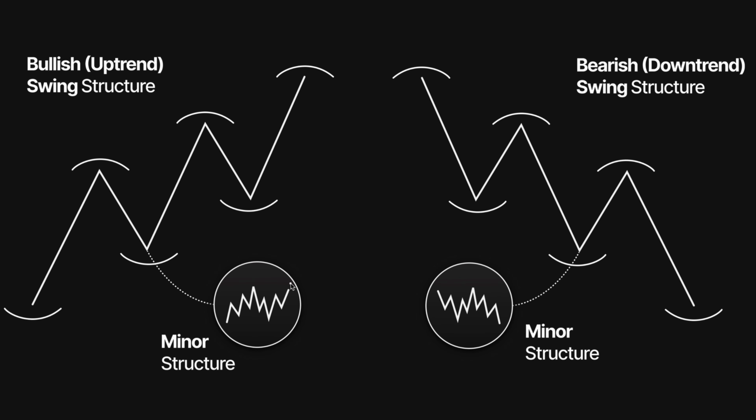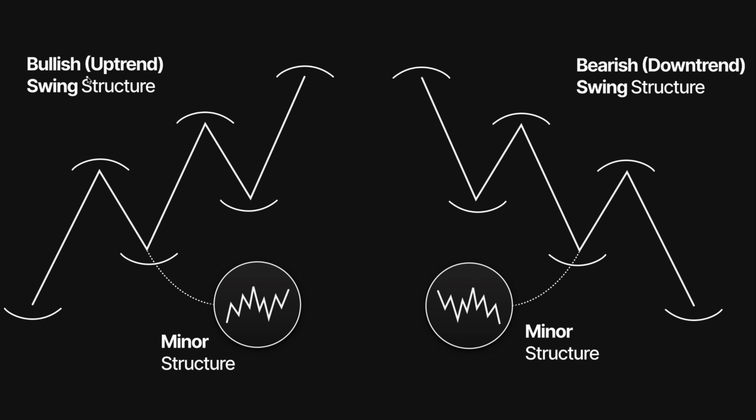We also have something called minor structure, and this is simply all the little movements that we have in between two swing points. This is important to us because, as you can see, the market has two phases. We have the trending phase when price is moving in line with the current trend, but you can see here as well we have these small pullbacks in the market, which are our retracement phases.